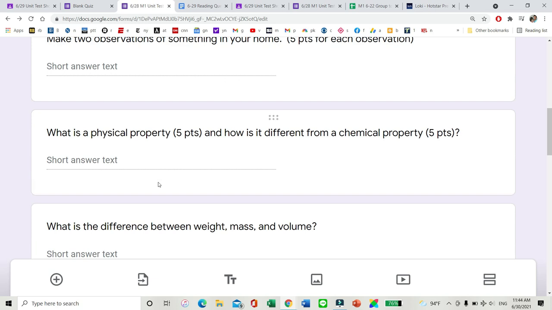A physical property is anything measurable. You look at something, the texture, boiling point, melting point. A chemical property is anything that you find when you change something into something else.